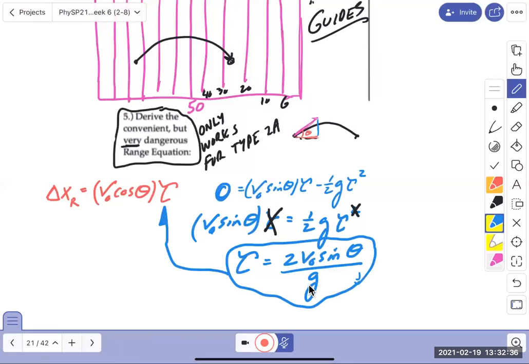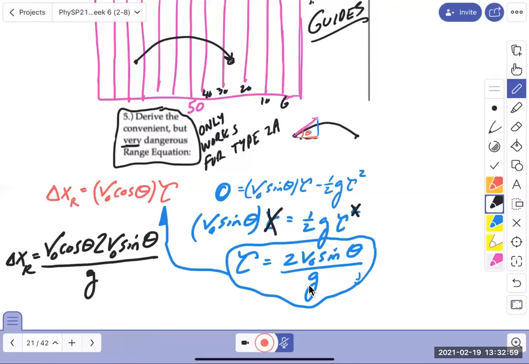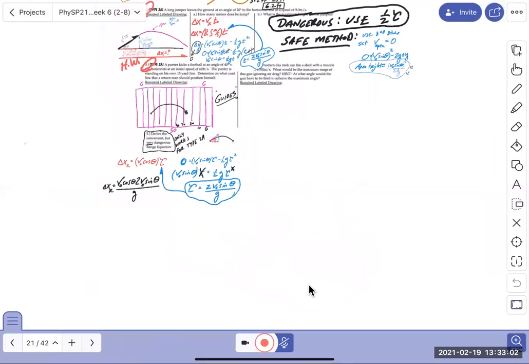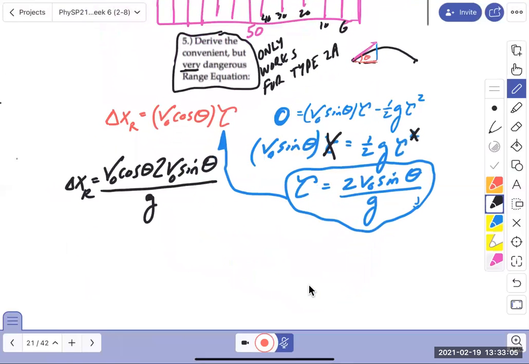All right, so let's just go ahead and plug the whole thing in. I'm going to make this black because this is not red or blue. So we have delta x range equals V naught cosine theta times 2 V naught sine theta all over G. Well, that's kind of a mess. Let's clean that up a little bit. So my range, delta x sub r, is V naught squared 2 sine theta cosine theta all over G.